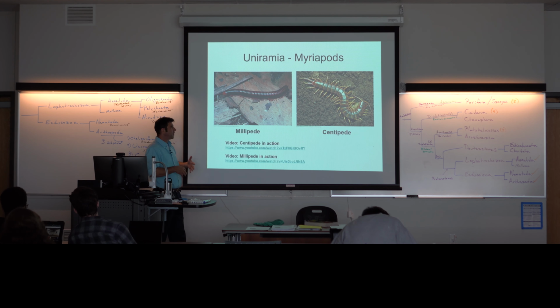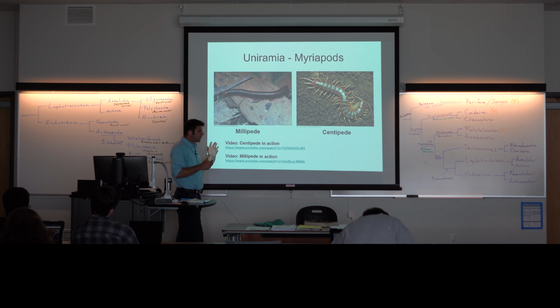Both of them have a bunch of segments and a bunch of walking legs, but here's how we can tell the difference. Notice how the centipedes have one pair of legs per segment, 2 legs total per segment. Whereas the millipede here is going to have 2 pairs of legs per segment, so 4 legs total per segment. Millipedes tend to be not harmful.